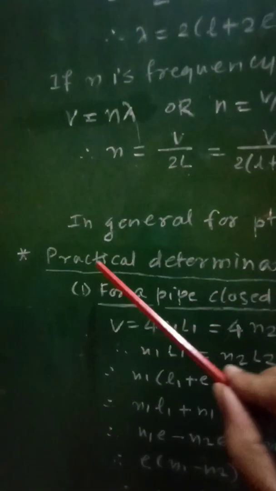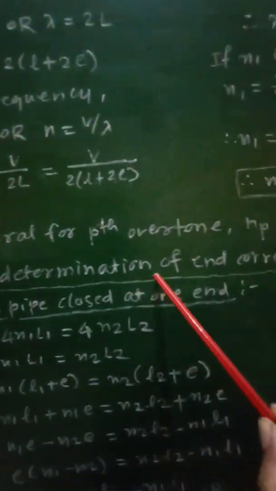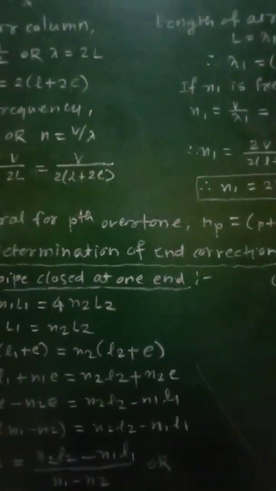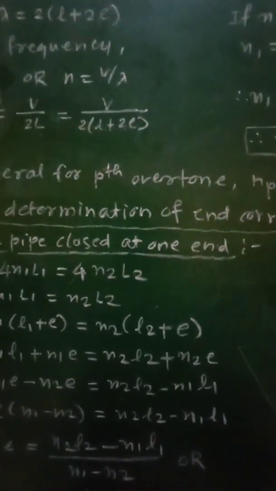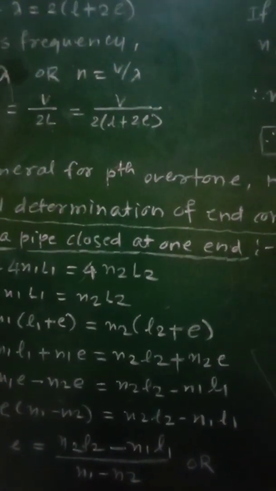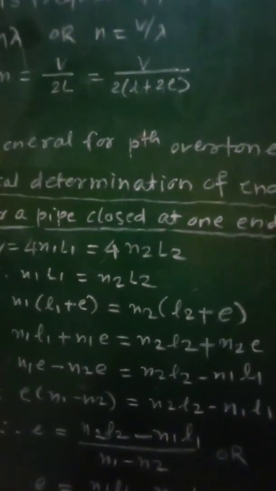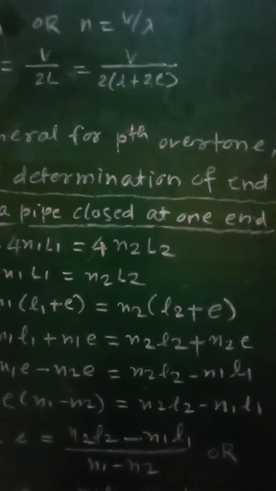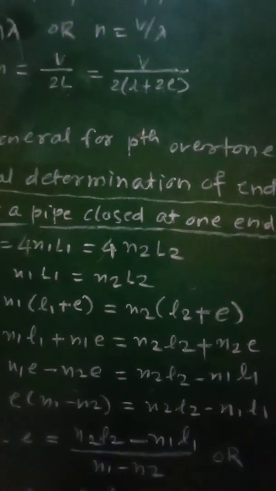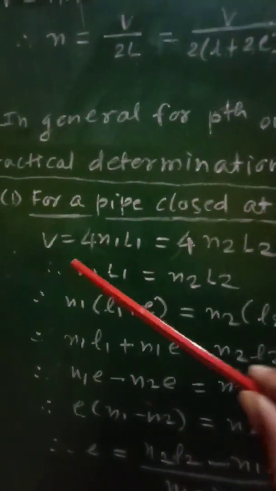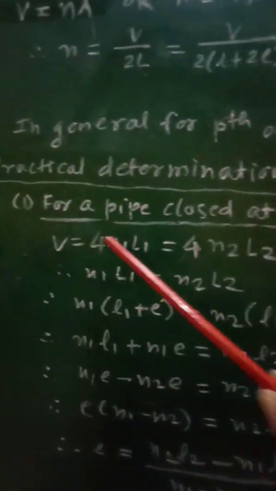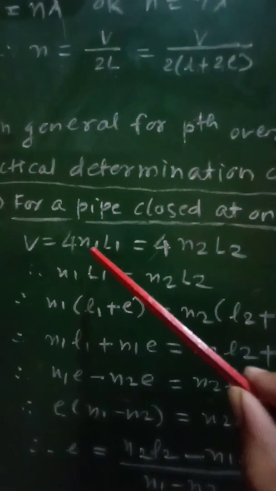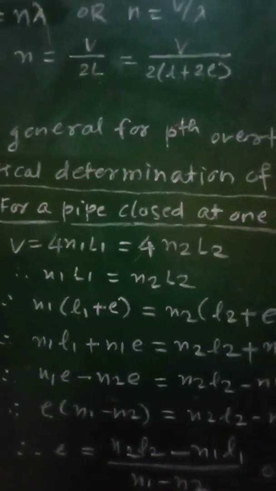Now let us see the next point, that is practical determination of end correction. So end correction can be practically determined in case of a pipe closed at one end as well as open at both ends. For that purpose, we will have to consider the relation phi is equal to NL, that is the fundamental frequency. In case of a pipe closed at one end, the fundamental frequency will be given as N is equal to phi by 4L.